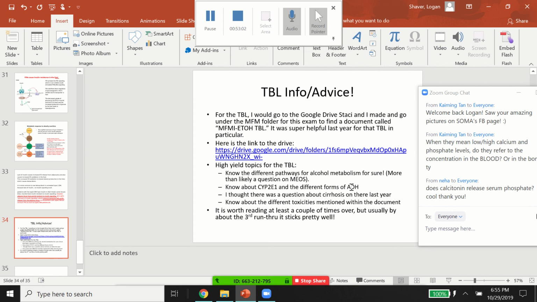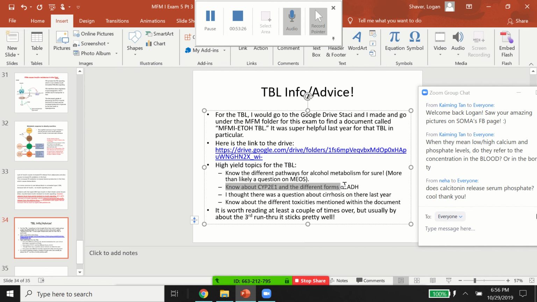Basically, the big thing, and I know they definitely ask about it, is knowing these different pathways for alcohol metabolism, especially MEOS. That was definitely a question. Those are super important. Know the main pathway and know what's going on if you have too much alcohol to break down. So in the case of MEOS, that'd be if you have too much.